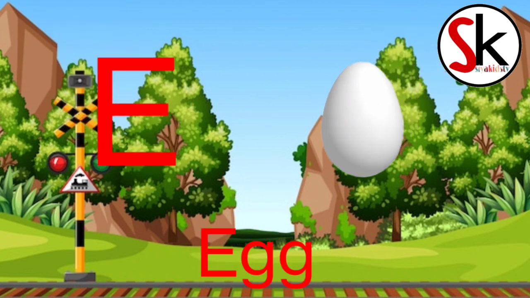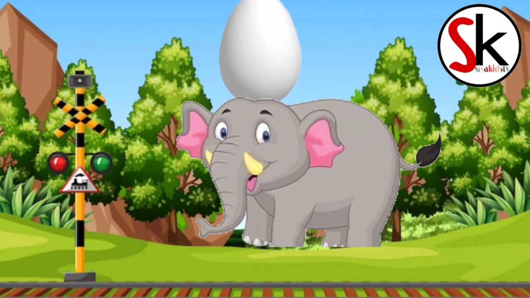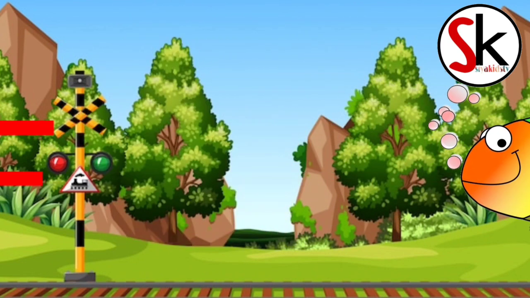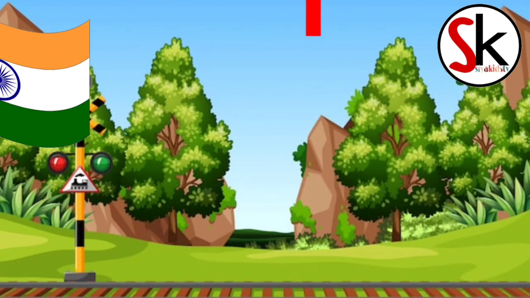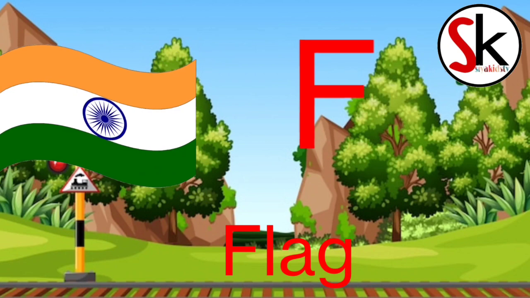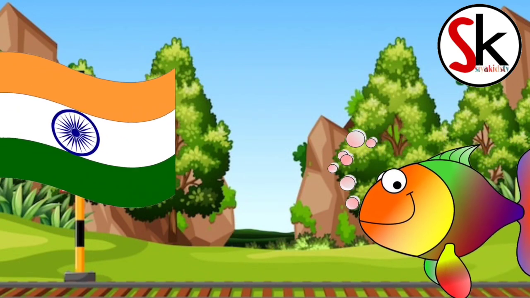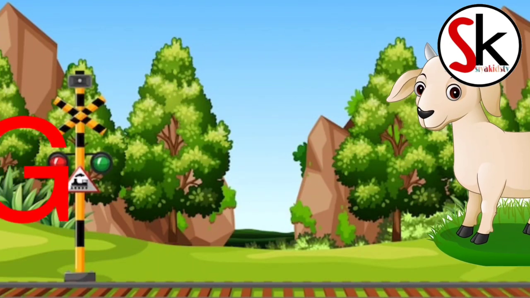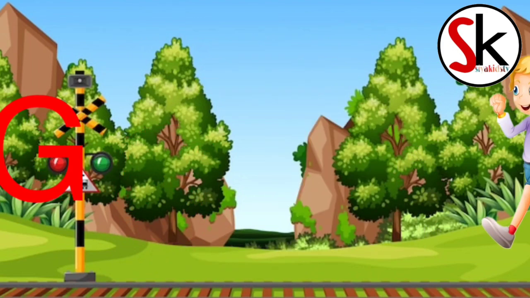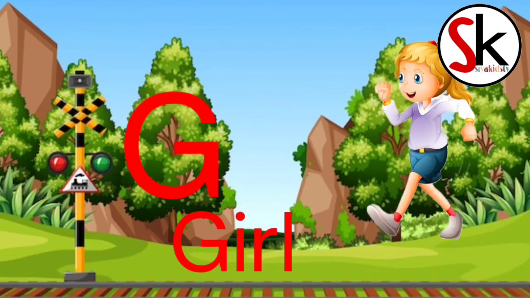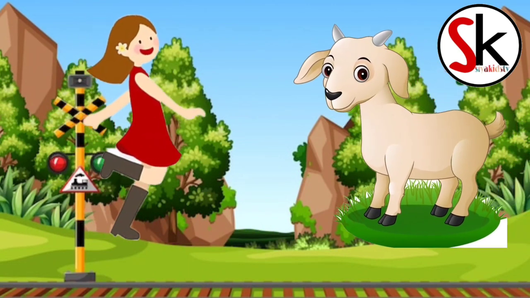E for elephant. E for egg. Elephant. Egg. F for fish. F for flag. Flag. Fish. G for God. G for girl. God. Girl.